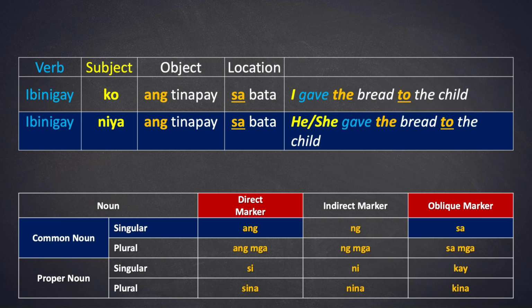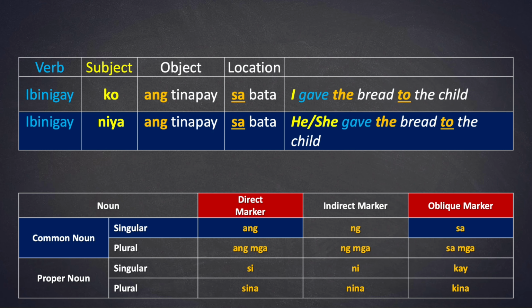Make sense? Ibinigay ng babae ang tinapay sa bata. The lady gave the bread to the child. Ibinigay ni Marie ang tinapay sa bata. Marie gave the bread to the child. Still makes sense. But what happens when you use the direct markers ang and si? Let's take a look. Ibinigay ang babae ang tinapay sa bata. Ibinigay si Marie ang tinapay sa bata. These sentences don't make any sense. No one will understand these statements.